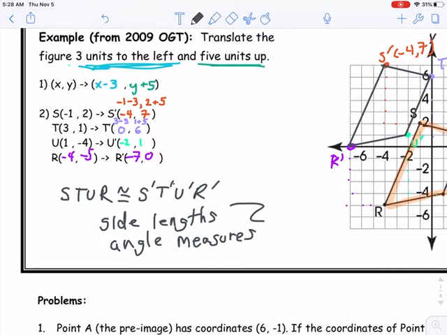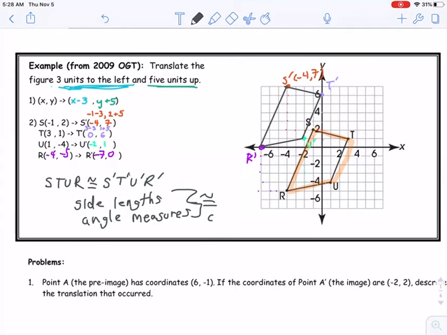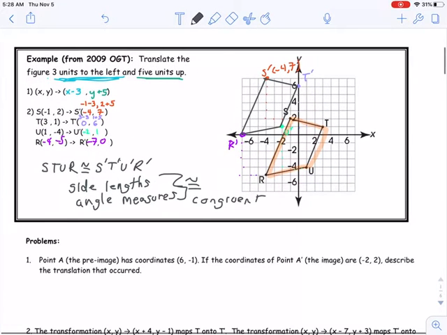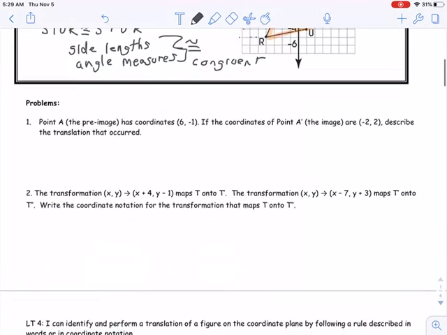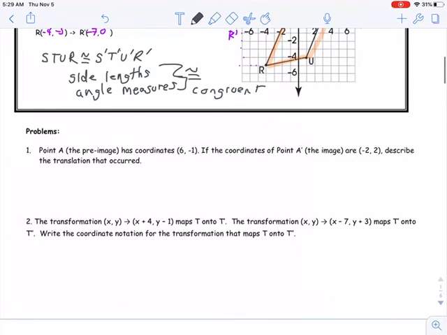Measures. These are all congruent. So that's it. It's basic addition, subtraction. That's the big punchline of translations themselves. We just performed a translation. Now we're going to do a series of problems and think about things, and so on and so forth.